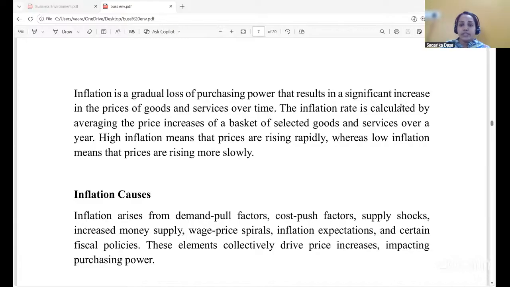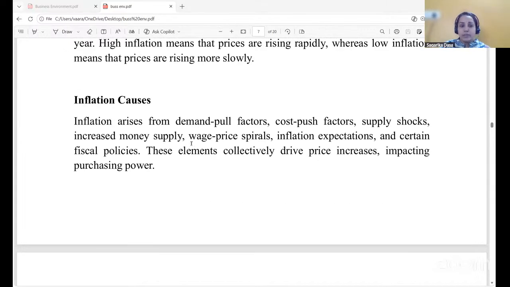The inflation rate is calculated by averaging the price increase of a basket of selected goods and services over a period of a year. Higher inflation means that prices are rising rapidly, whereas low inflation means that prices are rising more slowly. Inflation means a rise in prices, but high inflation means prices are rising very fast, and low inflation means prices are rising very slowly.